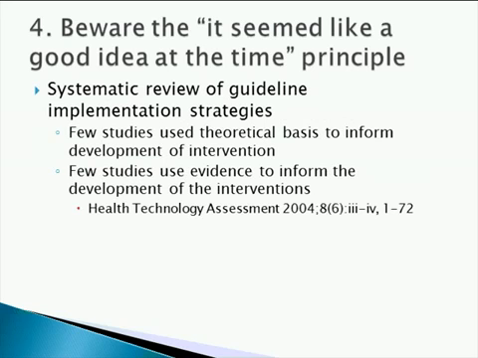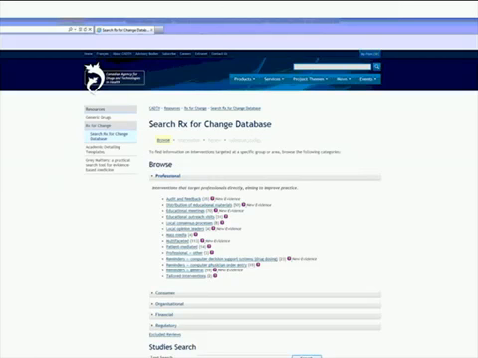Then the fourth one is beware that it seemed like a good idea at the time. And this is something that Martin Eccles has written about, where rather than throwing a bunch of things together when we're developing our intervention, we should be really thoughtful about what might work and use theory as well as evidence to inform the development of the intervention. And this is where I said that, from a KT science perspective, I think we could do a much better job advancing our understanding of how to optimize the interventions by really using the evidence that's out there and building on it.